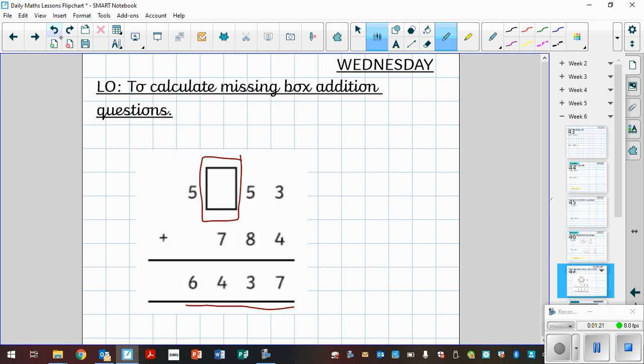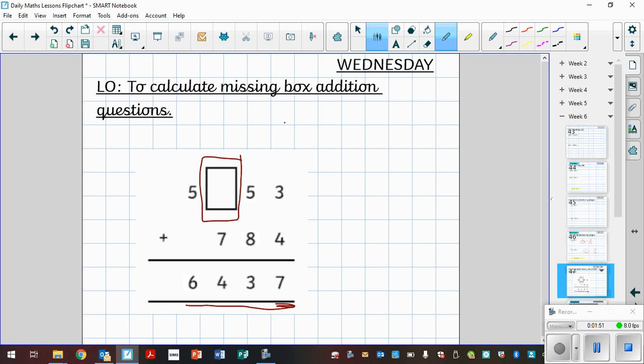The second thing to remember is when we do written methods of addition, we start in our ones column and we add up to our, in this instance, thousands column. So go and do the same thing, children. We're going to have a go together, and then you're going to pause the video and have a go at a question yourself, and then we'll work together to see what the answer is. So let's have a look then.